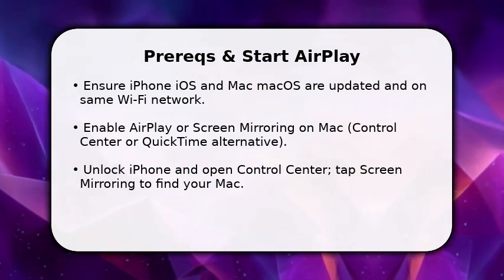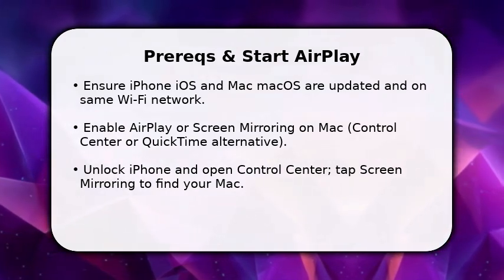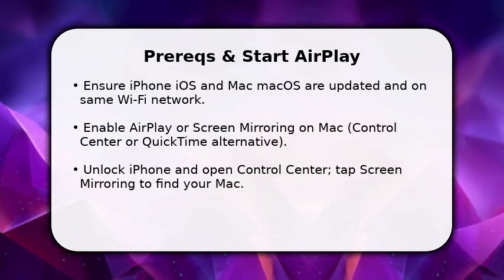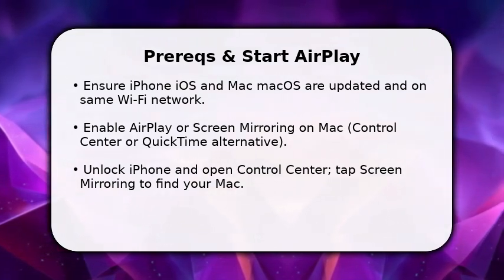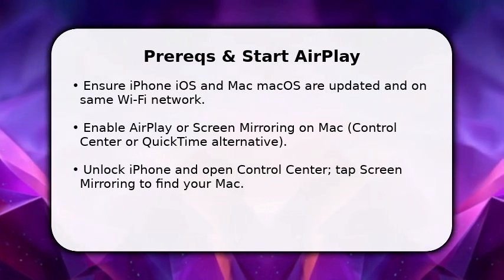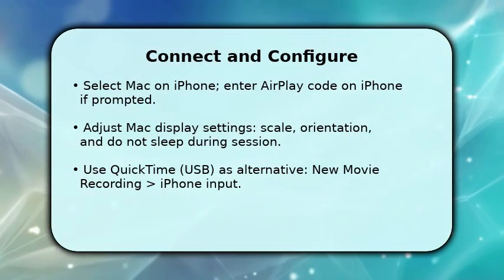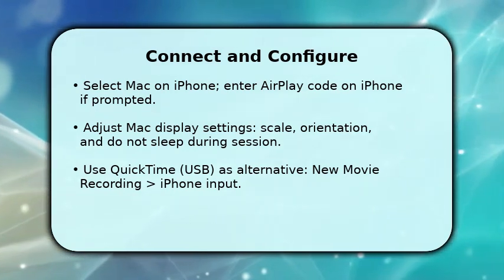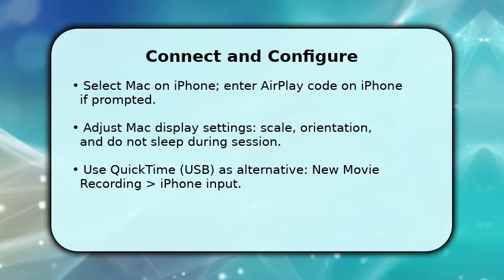If the Mac asks to allow connections, accept it. You're starting the actual mirroring handshake now, so don't close apps or change networks while it connects. Once you tap your Mac from the iPhone, enter any AirPlay code shown on the Mac to confirm the link. Make sure you keep the Mac awake and adjust display scaling if the mirrored image looks cropped or fuzzy.